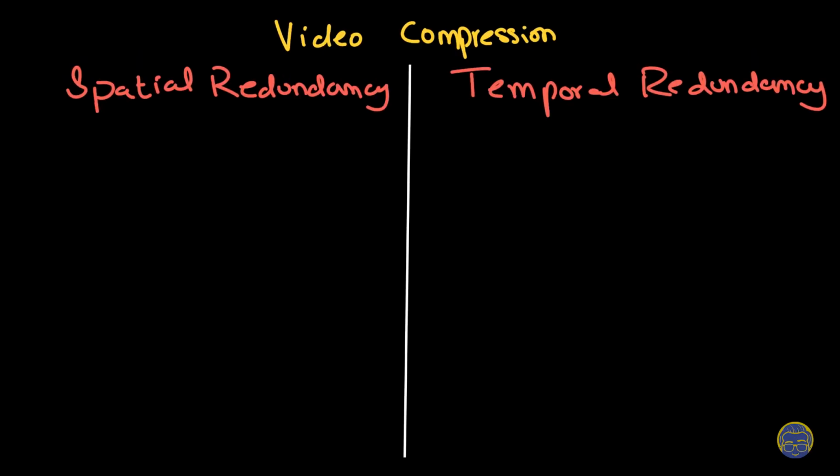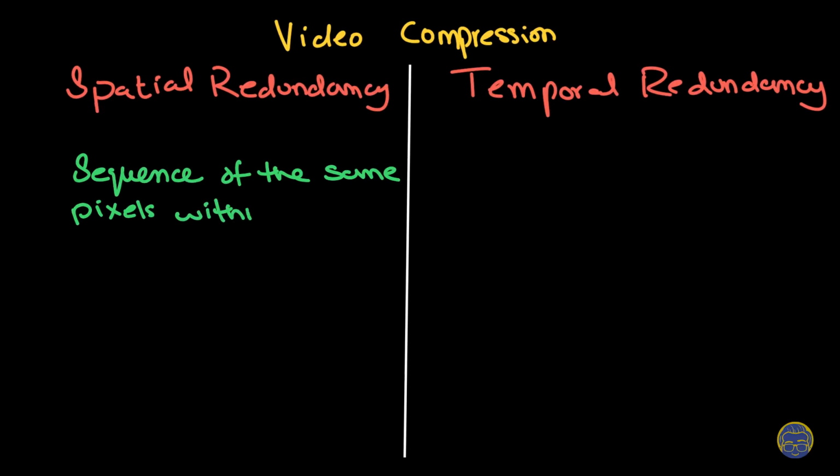So then we move on to video compression techniques. Since a video is made up of a number of frames, we are interested in applying various compression techniques to a video frame or a frame sequence. So there are two types of redundancies that we solve in video compression. The first one is spatial redundancy. This is similar to the concern about redundancy in a bitmap file. So is there any sequence of the same pixels within a single frame which could be encoded or effectively compressed?